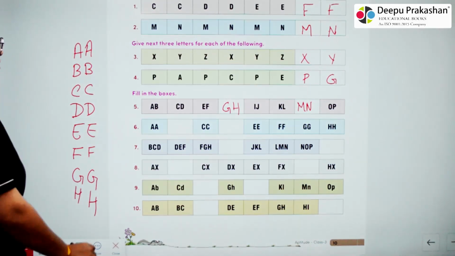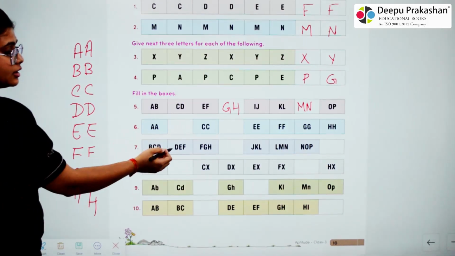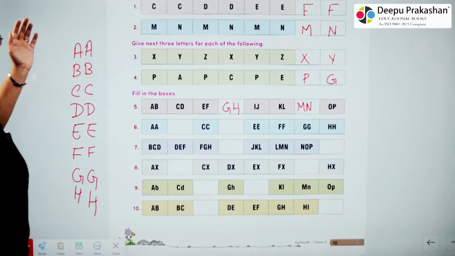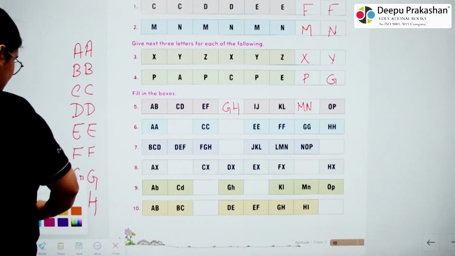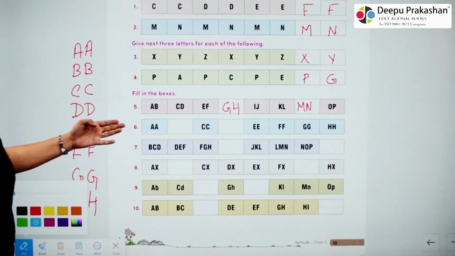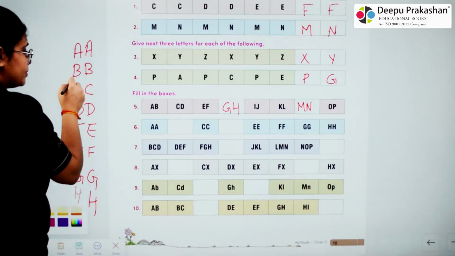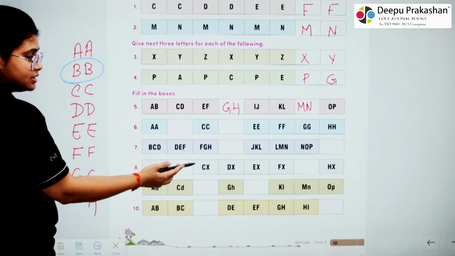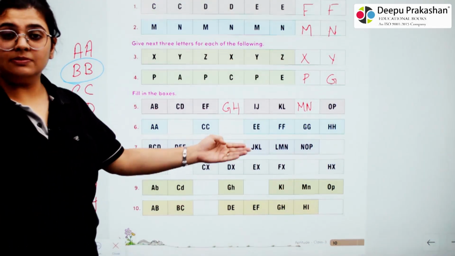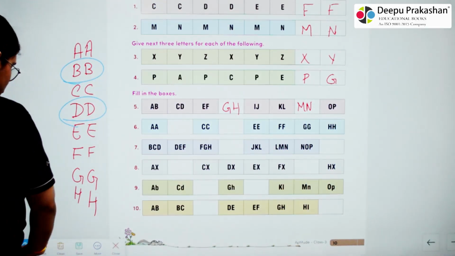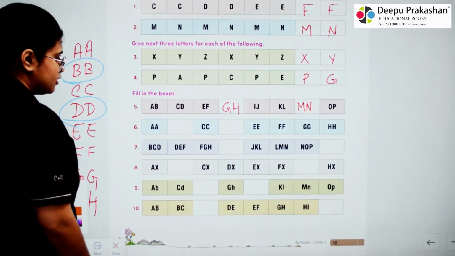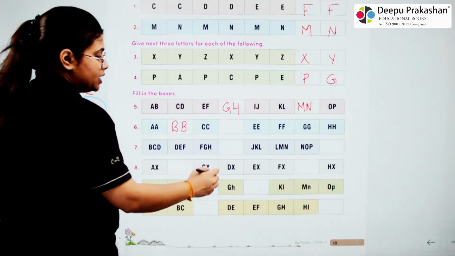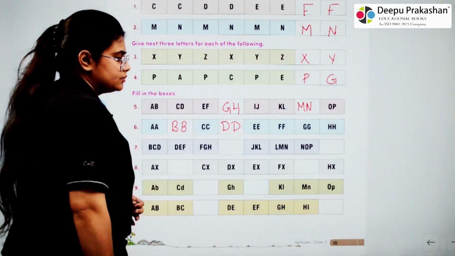So if we look at this series, AA is given to us. The pair that is missing will be BB. After that we are given CC. So the pair that is missing after CC will be DD. So our answer for the first blank will be BB, and the answer for the second one will be DD.